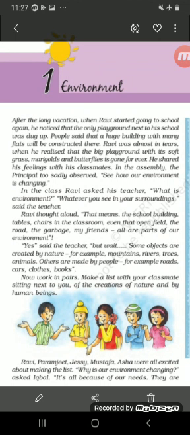Why is our environment changing? Asked Iqbal. It's all because of our needs. The environment is changing because of our needs, isn't it? We need shelter.